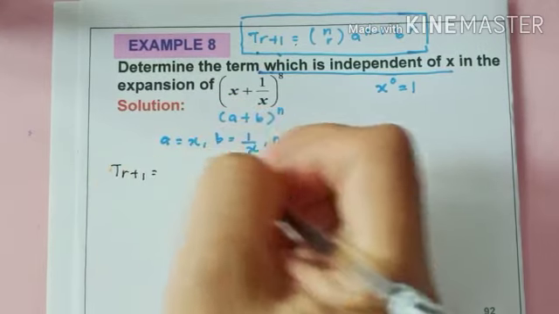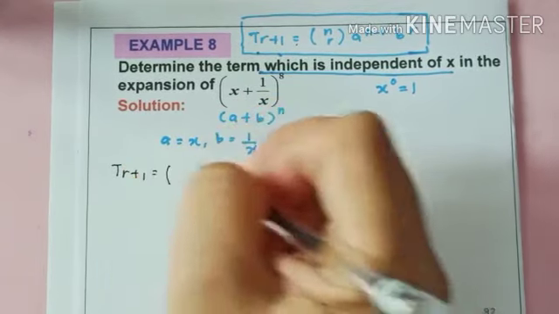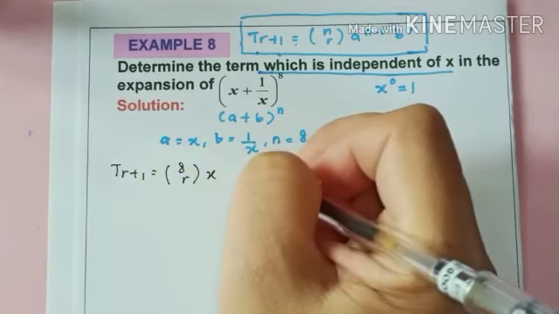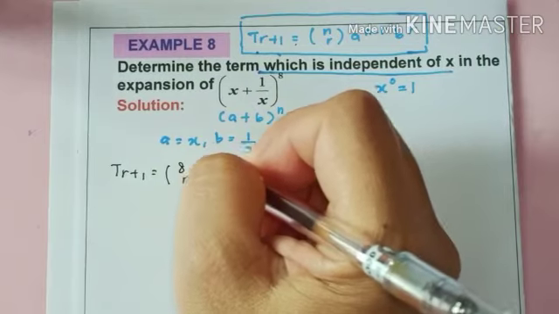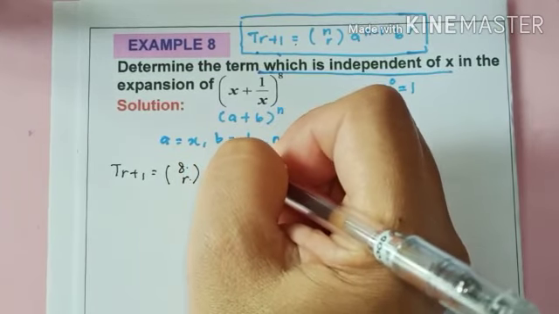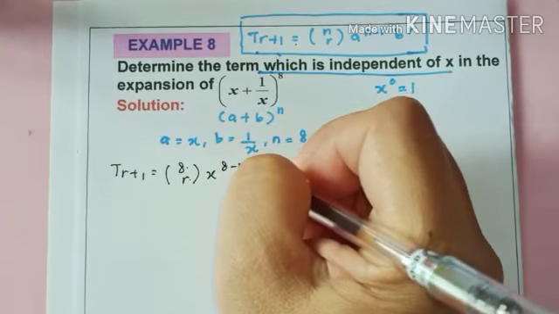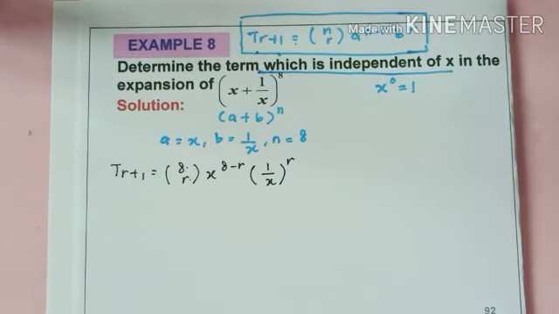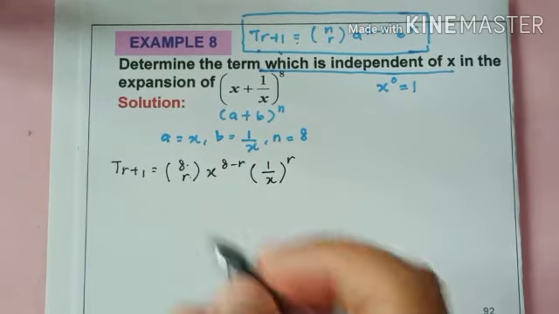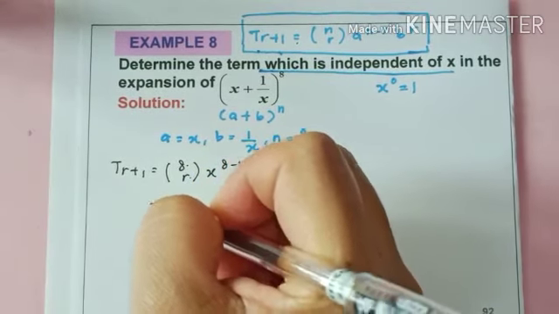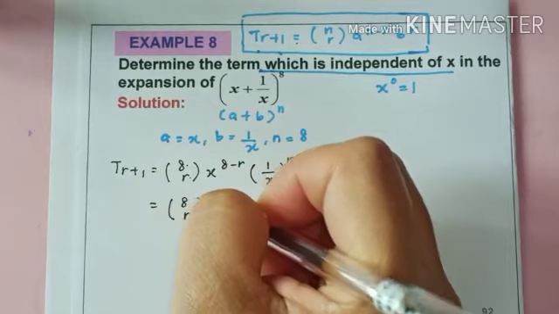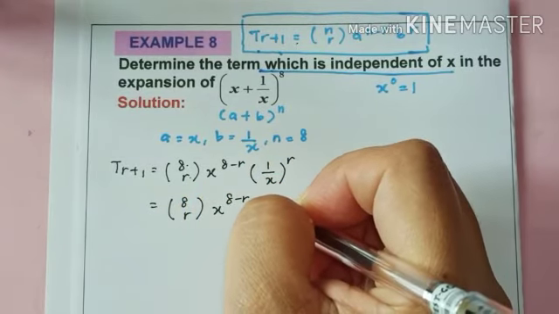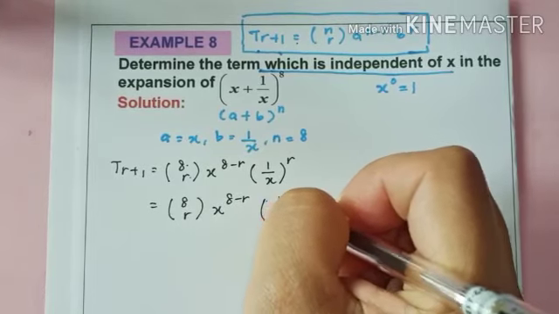T r plus 1 is equal to n C r, a is x, power of n minus r, so 8 C r, x power of 8 minus r, and then b is 1 over x, power of r. Okay. Next step, we can simplify here the bracket. We open this bracket, so we get 1 over x power of r.